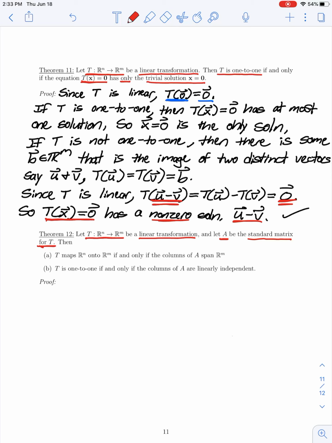The first part is that T maps Rn onto Rm, so in other words, T is an onto mapping, if and only if the columns of the standard matrix A for that transformation span all of the codomain Rm. And part two of this theorem is that T is a 1-to-1 mapping if and only if the columns of the standard matrix A are linearly independent.